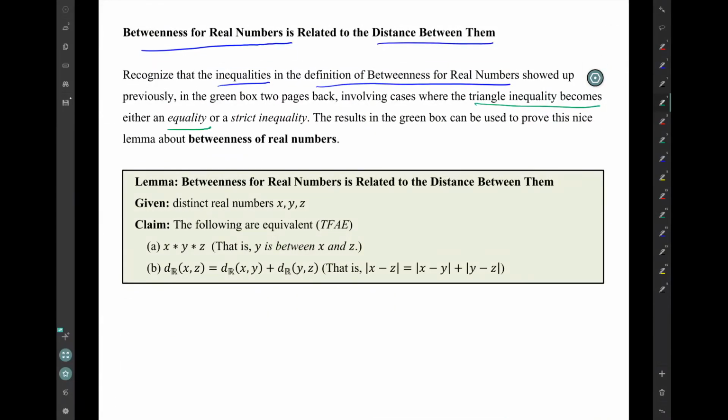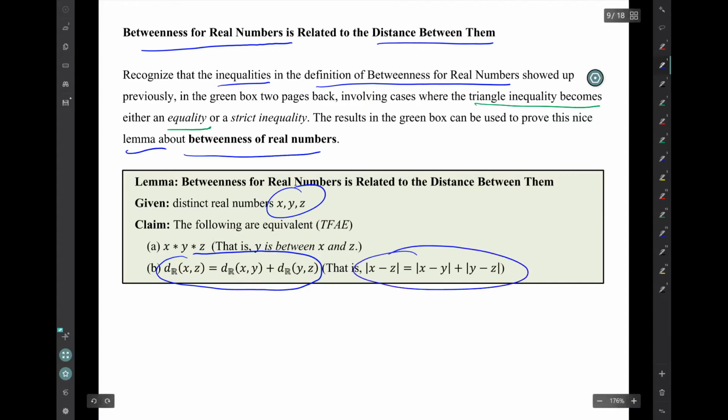So those results in that green box can be used to prove this nice lemma about the betweenness of real numbers. Given distinct real numbers x, y, z, the following are equivalent. I abbreviate that TFAE. This statement, x star y star z, that is to say y is between x and z, and this statement, the distance between x and z is equal to the distance between x and y plus the distance between y and z. That is this equation involving the absolute value symbol.